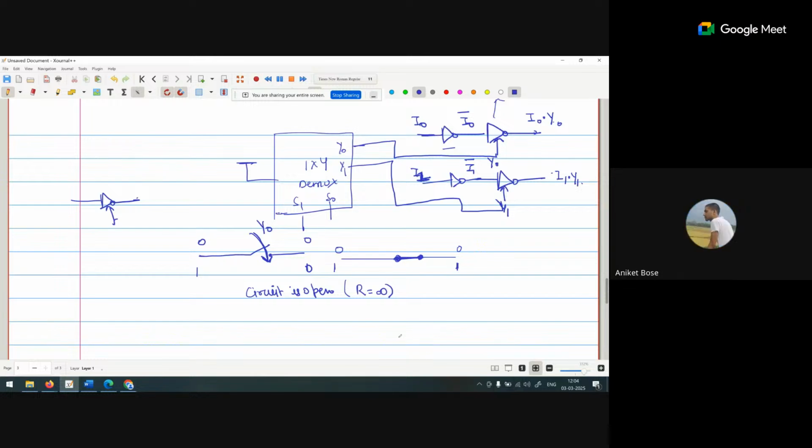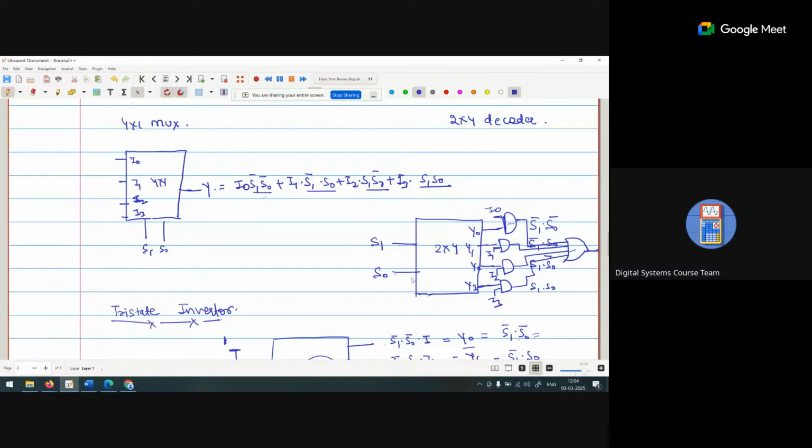Yes, sir. Got it. And I have a doubt regarding the demultiplexer and decoder. How do we design the demultiplexer using the decoder? The same circuit, this previous one. Yeah, this one. We design the mux here.